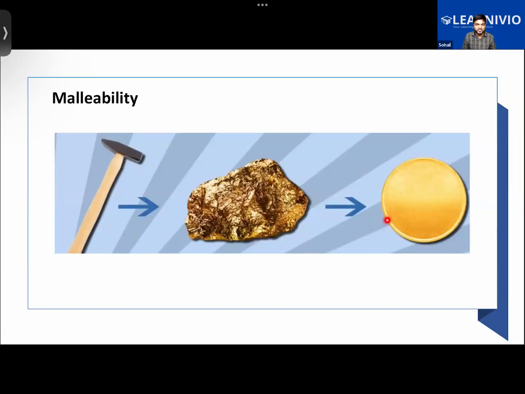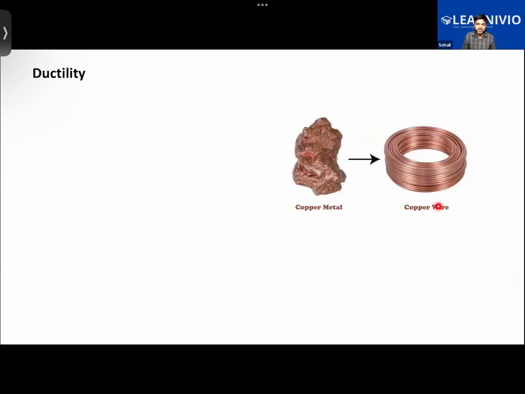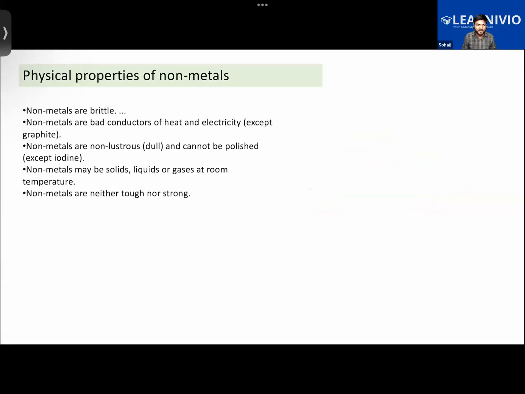They can be beaten into thin sheets. So that is the property of malleability. They can be drawn into wires. Now we know that gold is the most ductile metal we have. Getting it? Gold is the most ductile metal we have.